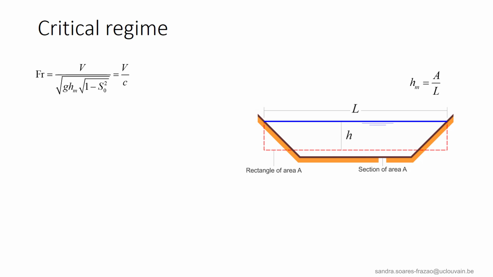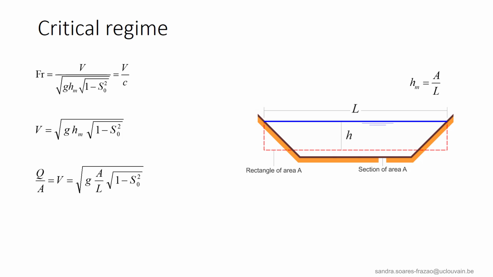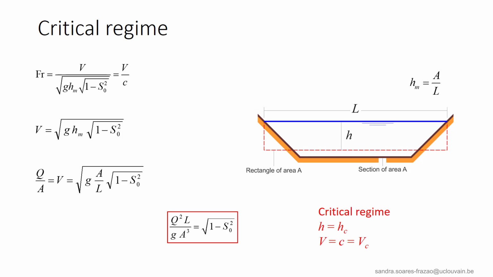If the Froude number is equal to 1, this means that the flow velocity is equal to the celerity of information, or that is the velocity of waves traveling in the flow. So we can write this equality, or this one, using the definition of the mean depth. Rearranging the terms, we find this expression that we already know, and that expresses the definition of the critical depth. So we can conclude that a flow at a critical depth corresponds to a flow at a velocity equal to the propagation speed of information in the flow.